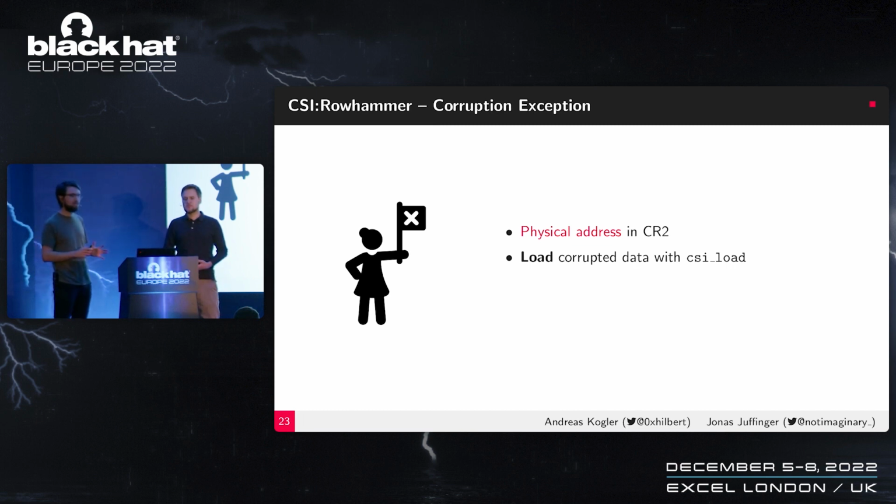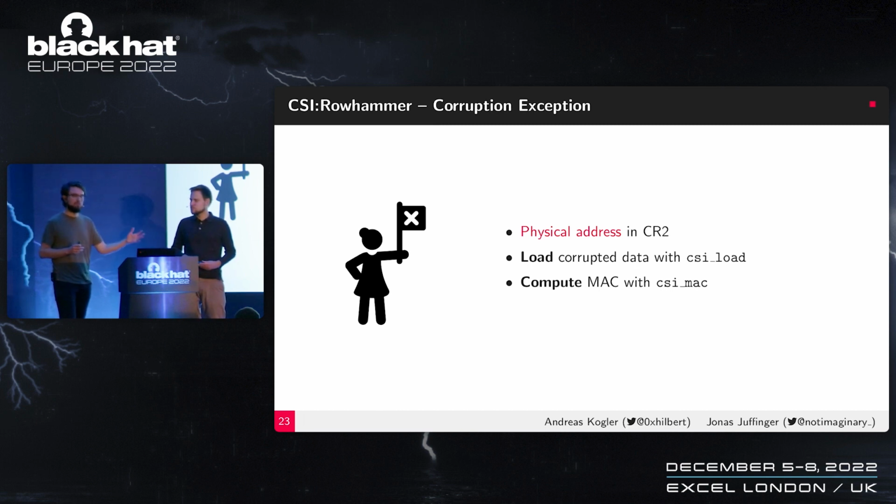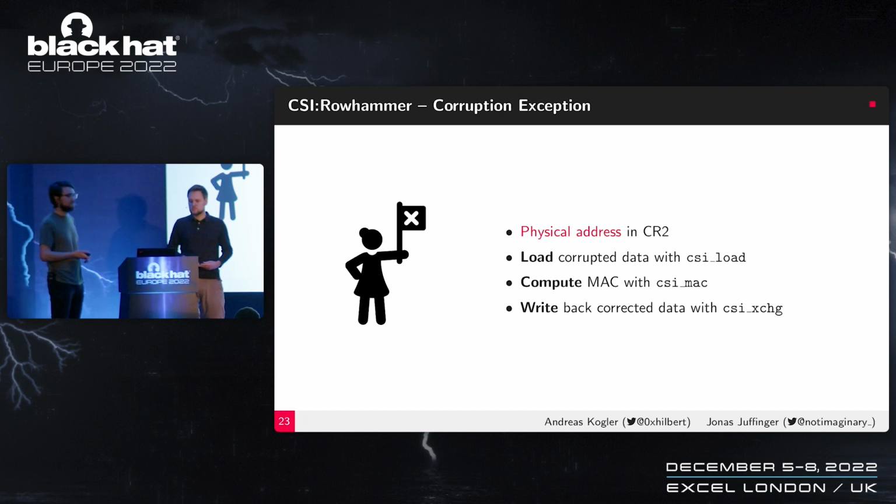And then we have a load instruction that loads this corrupted data into a CPU register using the physical address. Then we have an instruction to compute the MAC. So we are not doing the MAC computation itself in software. That would be too slow. So we do the MAC computation in hardware. And then we have an instruction to write the data back into the memory if it is corrected. Okay, so there's only 3 instructions we have to add to the instruction set in order to perform the correction.